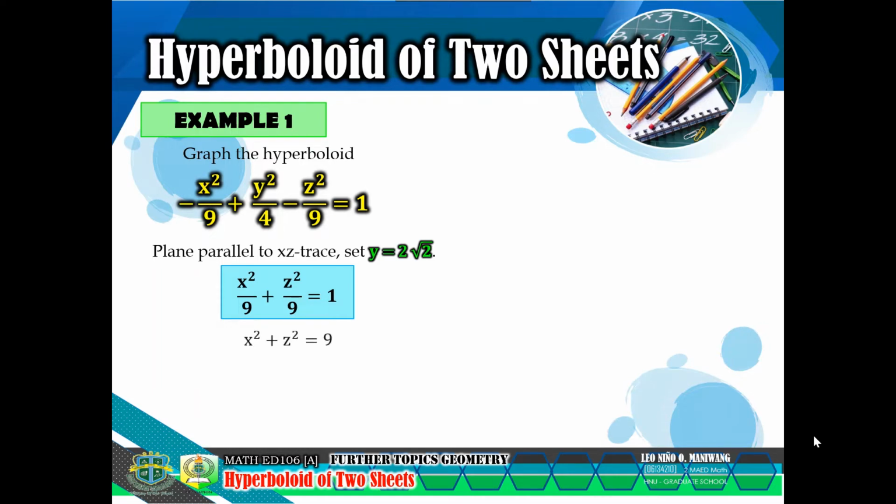And we see that it is actually a circle in such a way that it is x square plus z square is equal to 9. And solving further, we have x square plus z square is equal to 3 square. This is a circle with the radius of plus and minus 3, or simply 3, and the center at 0, 0. Now we can plot this circle.